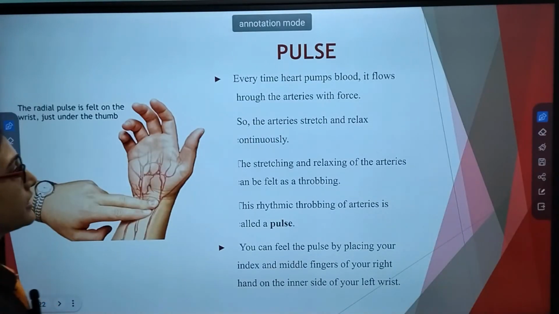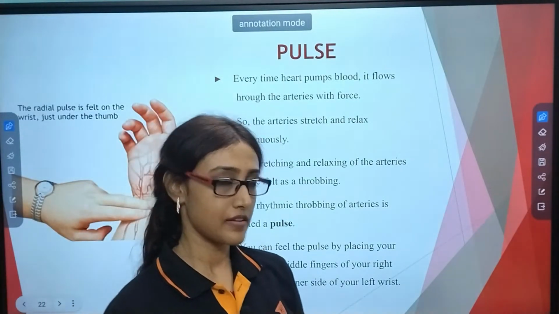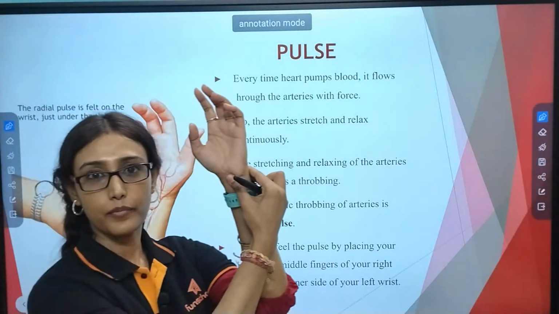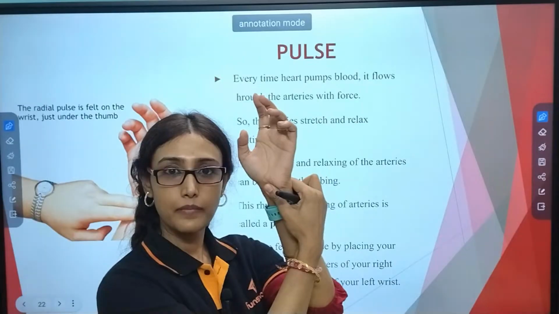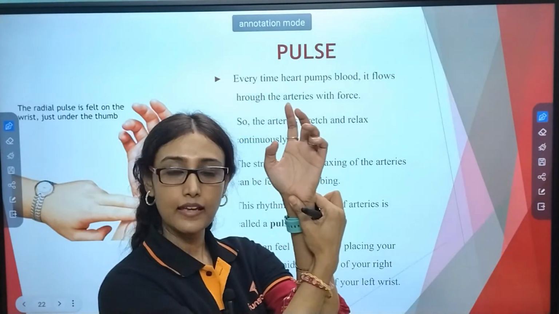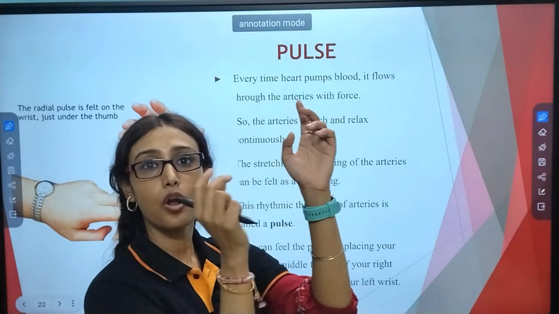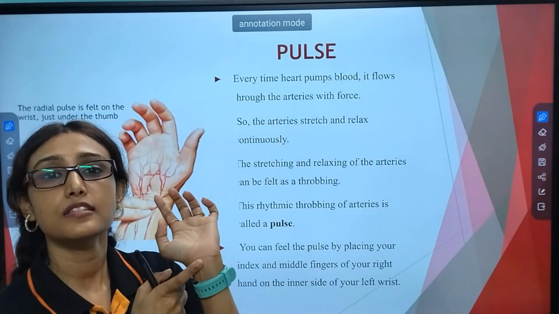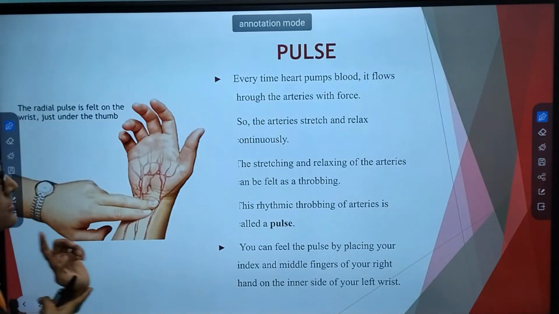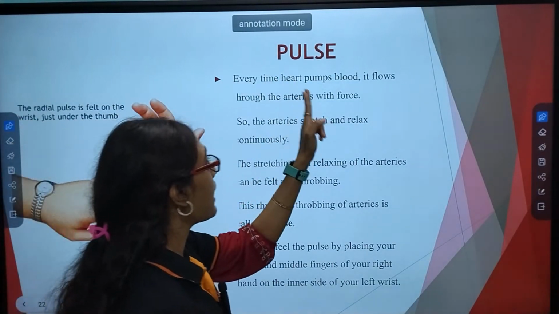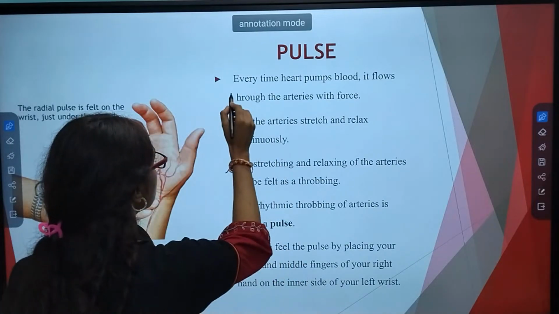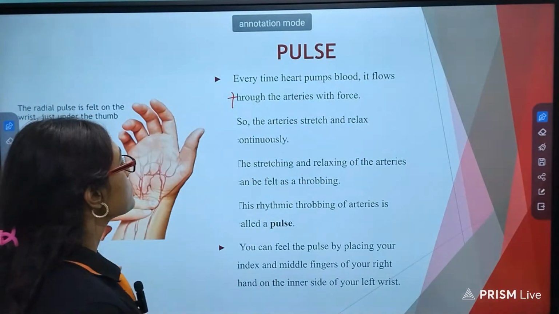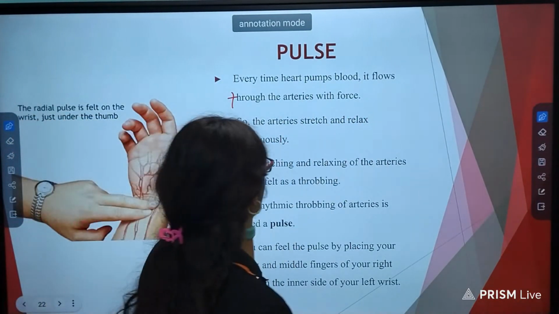Now pulse rate. You know that the heart beats 70 to 80 times. Just see what they are doing. They are pressing their thumb. So if you press your thumb over here and sit quietly, you can feel that something is throbbing here, a kind of heartbeat is happening here. This is nothing but your pulse rate or pulse. Every time the heart pumps blood, it flows through the artery with force. You know this. So the arteries stretch and relax continuously.